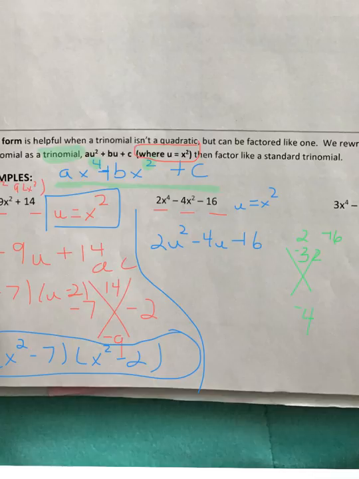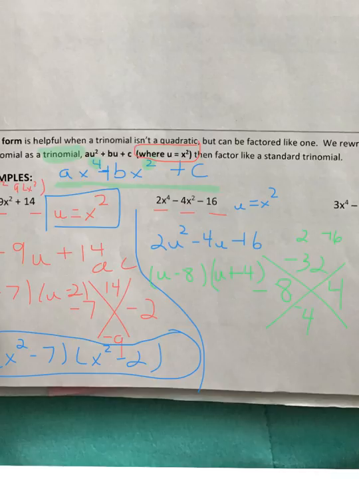So what are the factors of negative 32 that add to negative 4? So hopefully you guys were thinking negative 8 and positive 4. So this would be u minus 8 and u plus 4.